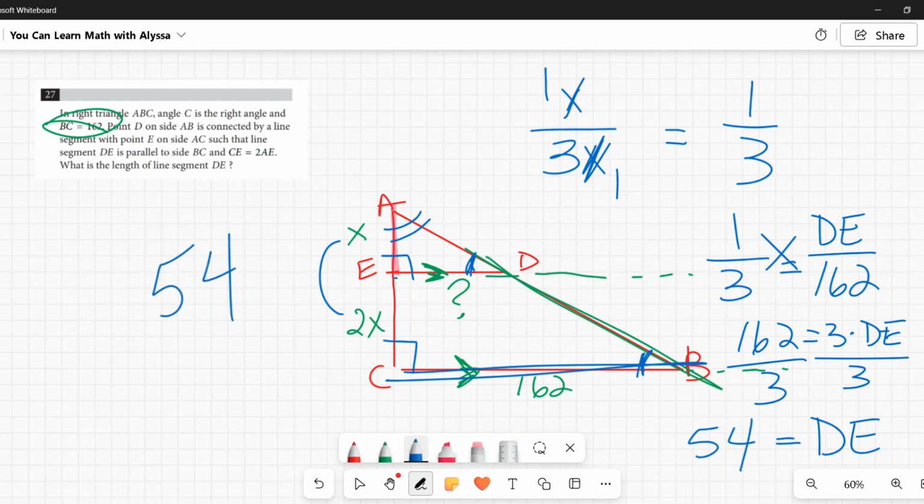54 is my answer. Again, it's that ratio, that it's a 1 to 3 ratio, because that 2x is only part of the length of this full side. That's what they're going to get you. That's why I suspect they're going to get a lot of students. But no, it is a third of this whole thing, which is 3x. So 54 is my answer.